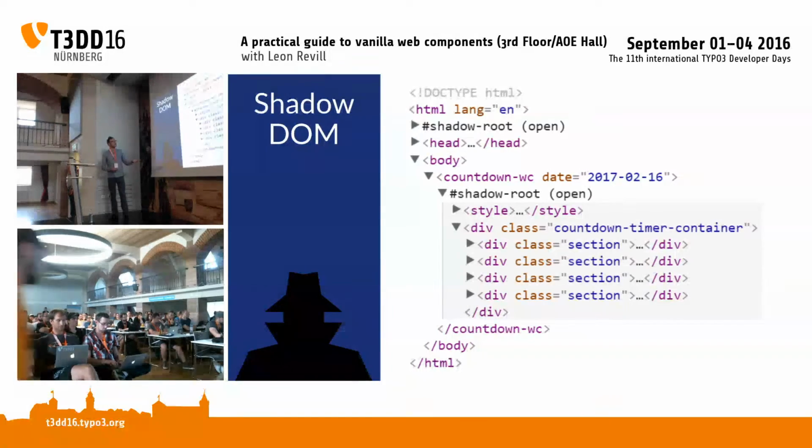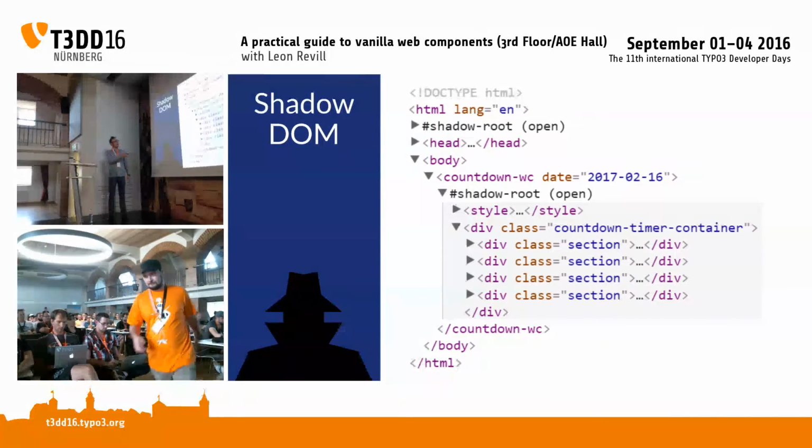So in this example here, we have a normal HTML document. We have got our countdown web component. And then inside that web component, we've got our own shadow DOM, and that's a sub-DOM tree. So anything inside this shadow DOM, which is part of our component, isn't going to inherit any styles from the main application. And equally, any styles we put inside our sub-DOM tree aren't going to leak out into the outer application. So that's how we solve those styling conflicts.